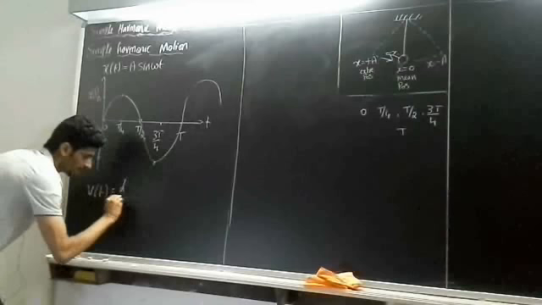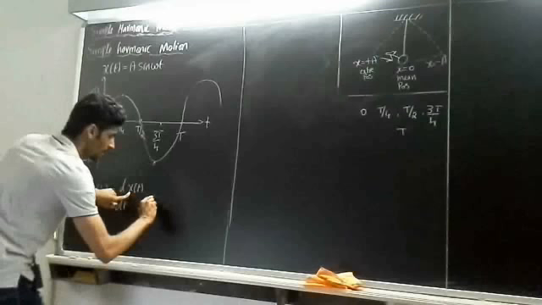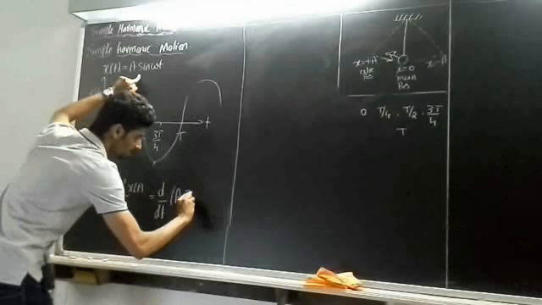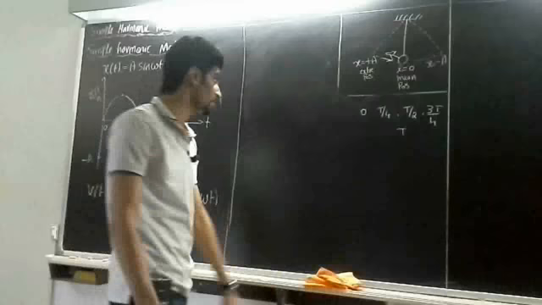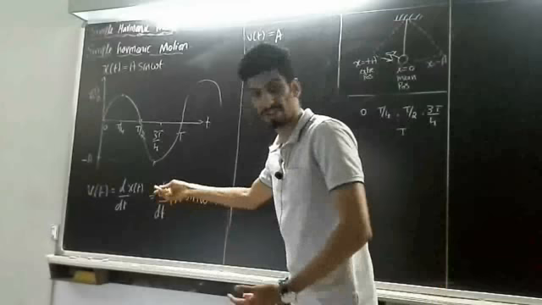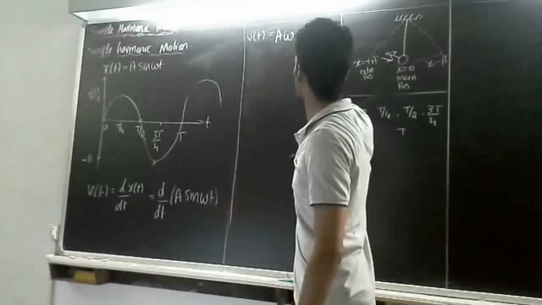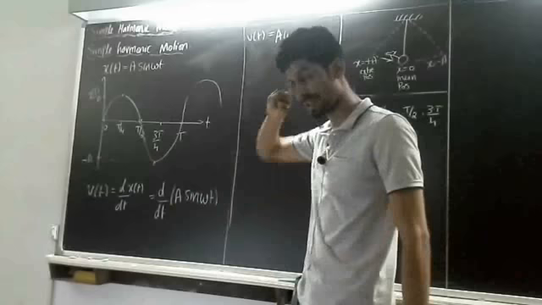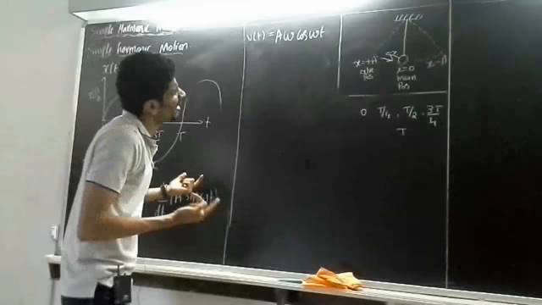So d/dt of x of t, that is, differentiating the displacement function, which is A sine omega t. A is the amplitude, the maximum displacement. It's a constant, so I'm going to take A outside. That's fine because it's a constant. So I'm going to differentiate sine omega t. I know it gives omega cos omega t. I have to take this omega outside and differentiate the rest, that is cos omega t.